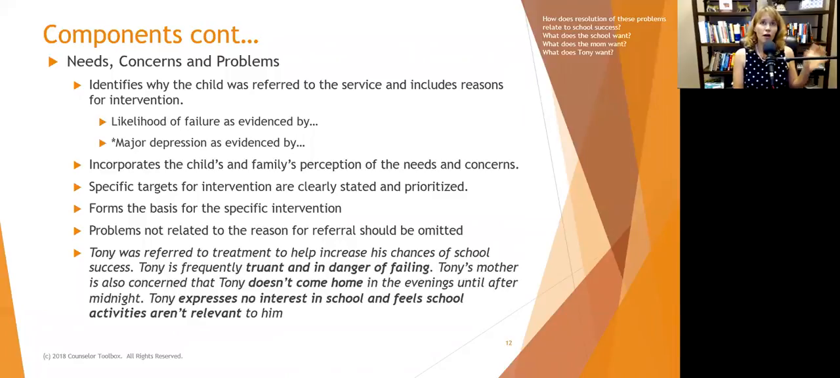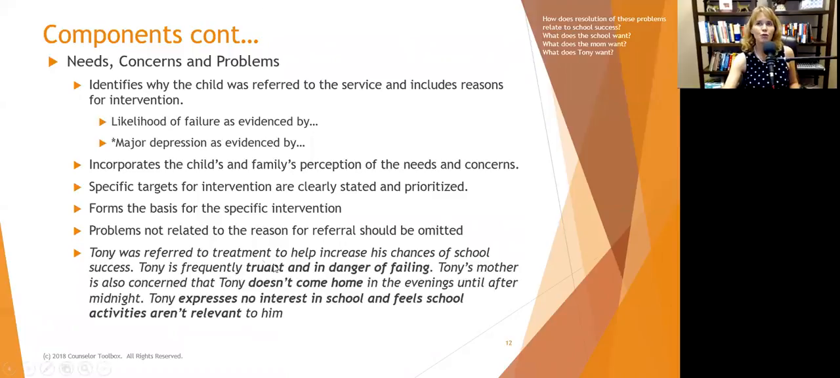So we would go on in the treatment plan for Tony. Tony was referred to treatment to help increase his chances of school success. He is frequently truant and in danger of failing. Tony's mother is also concerned that Tony doesn't come home in the evenings until after midnight and expresses no interest in school and feels school activities aren't relevant. If you've got kids, you've probably been down this road before, where the kids are going, when am I ever going to use algebra? Or when am I ever going to use whatever the skill is? And so we want to help them figure out how it's relevant to them.